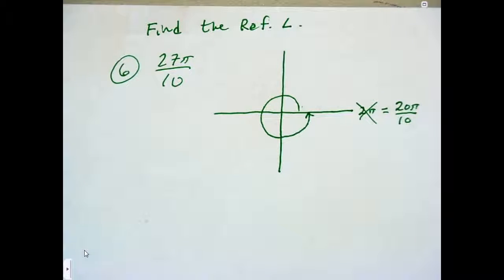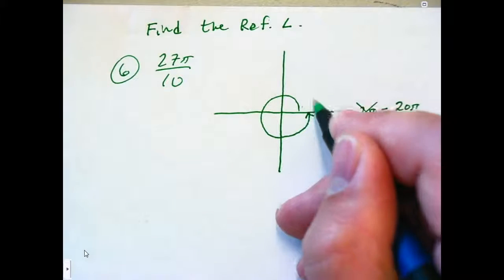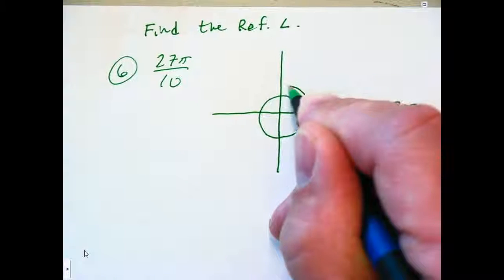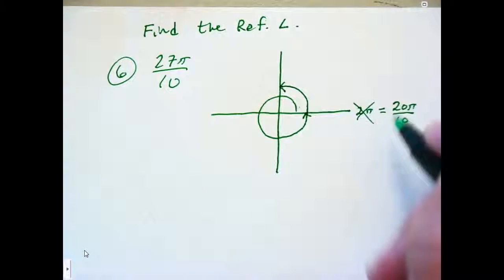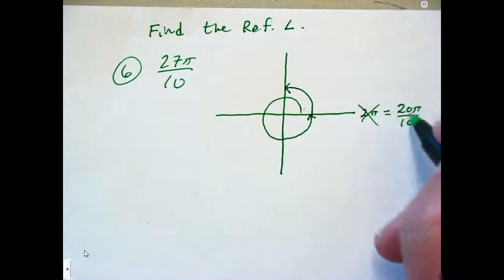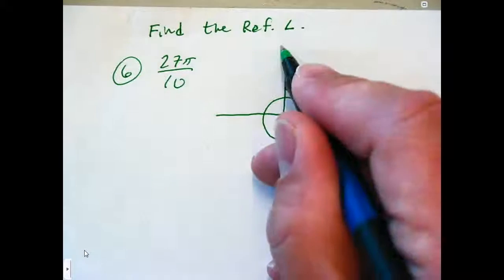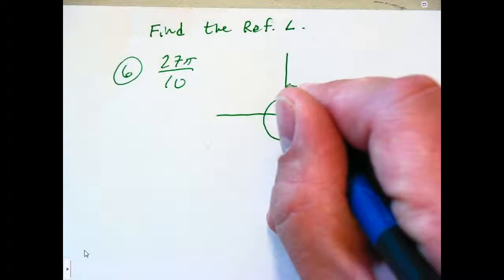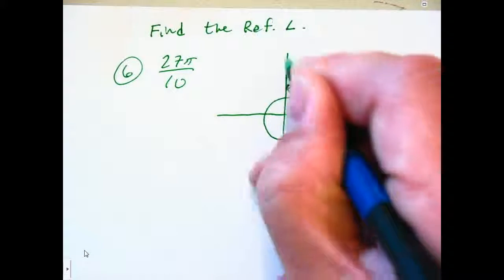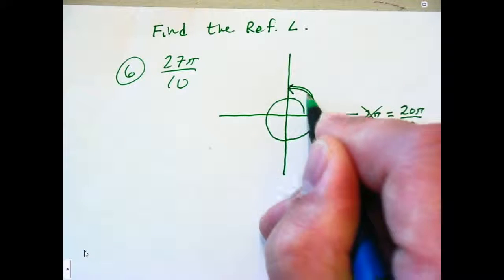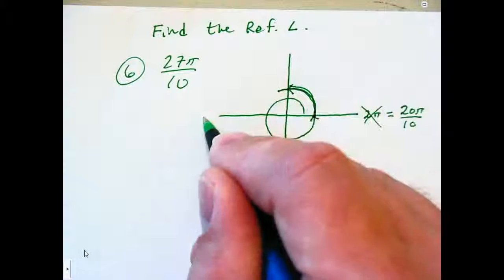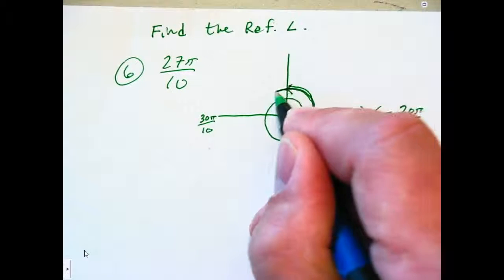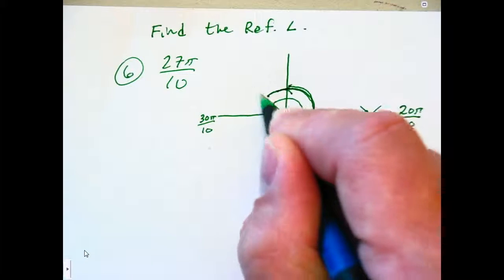So 20 pi over 10. That means every quarter of a turn is how many? So if I keep going here, how far have I traveled now? In terms of tenths, I've traveled 5 pi, right? So I've now gone 20 plus 5 or 25 pi. So every quarter is 5 pi over 10. I've gone 25 pi. This would be 30 pi, right? Can't go over that far.